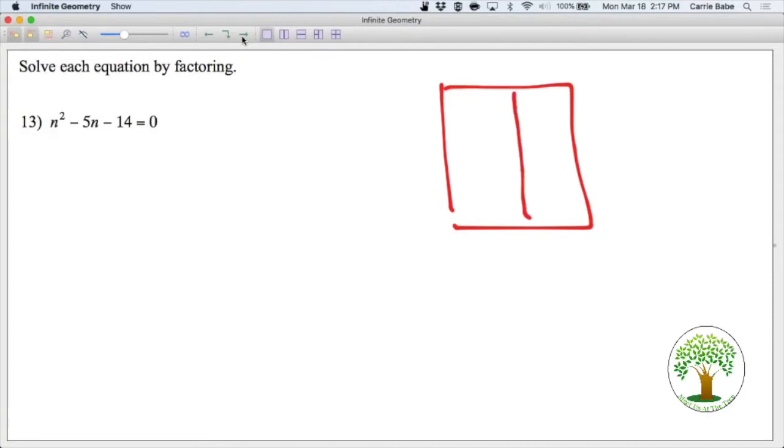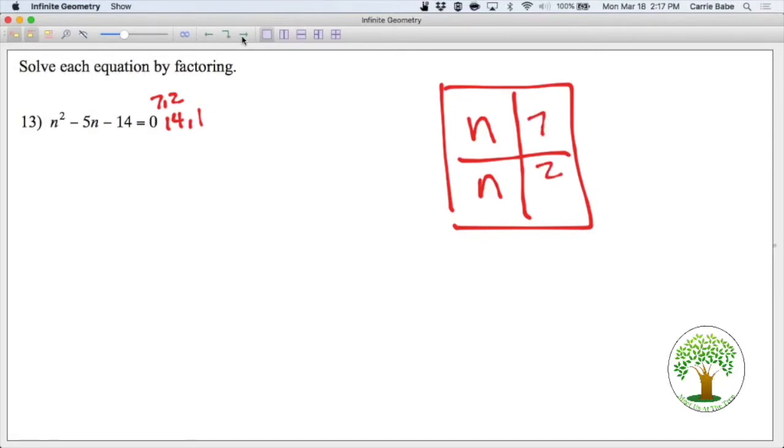So what times what gives me n squared? N times n. And what multiplies to make 14? 7 and 2. Be careful, do not forget the 14 and the 1. Sometimes you'll need it. Which are we going to use, the 7 and the 2 or the 14 and the 1? 7 and 2, I agree.